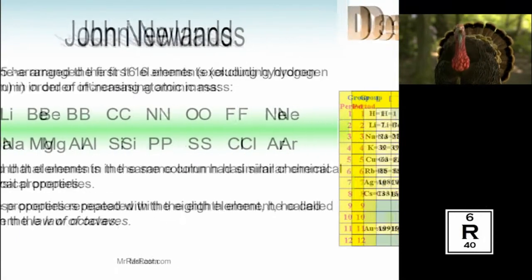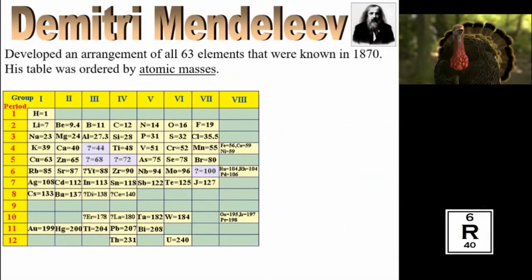However, it was Dmitri Mendeleev that really put everything together and would be credited with writing the first periodic table. So he developed and arranged all 63 elements that were known in 1870, and he arranged them by atomic mass. So he's got all the elements that are known at the time, arranged by atomic mass. And he put them in groups so that, like what Newlands did, these groups would have similar chemical and physical properties with each other.